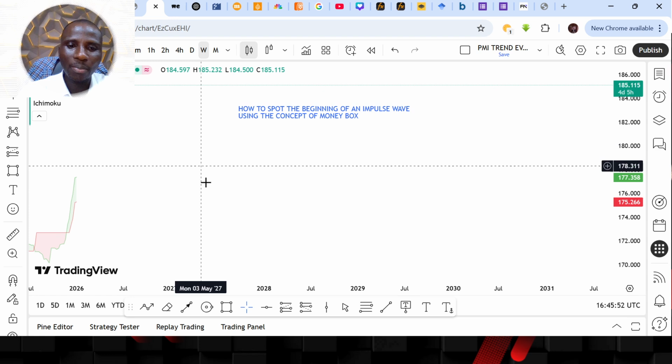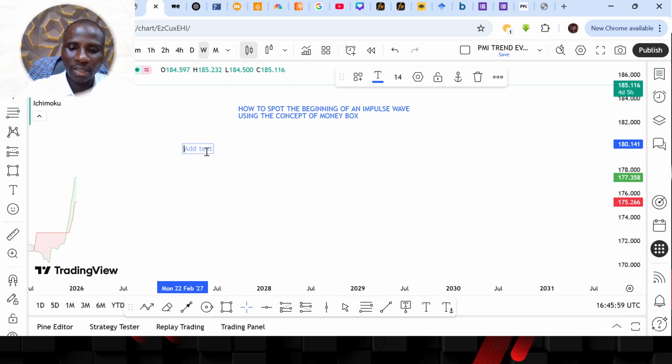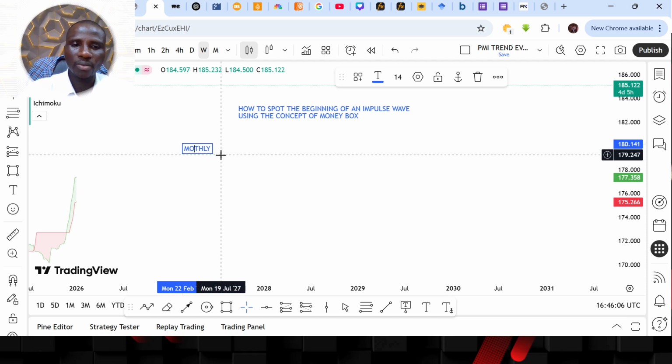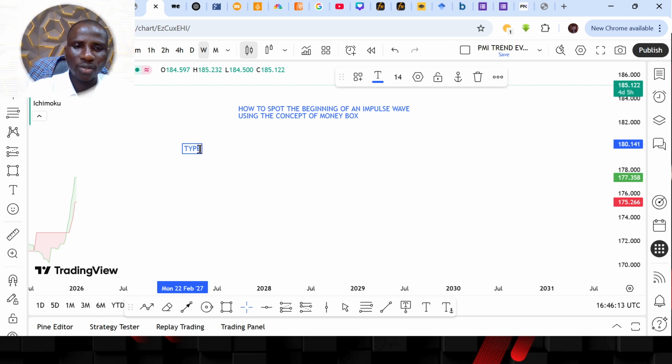And in the Potential Miners International, we have three types of wave that we can trade. It's either you are trading the monthly wave, so that you can get the types of waves that we trade at Potential Miners International. We have the monthly wave, the monthly impulse wave. Let me put it that way. We have the weekly impulse wave. Then we have the daily impulse wave.